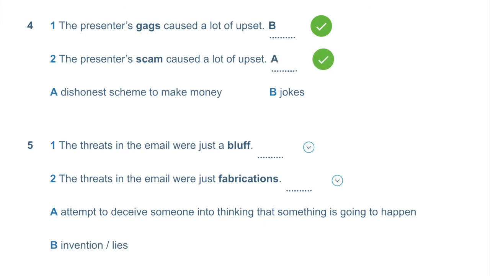And let's see finally 5. The threats in the email were just a bluff. Or the threats in the email were just fabrications. Which one is an attempt to deceive someone into thinking that something is going to happen? Or which one is invention or lies? This is more difficult. Let's see. Yes, a bluff is an attempt to deceive someone into thinking that something is going to happen. But fabrication is a bit more serious because it's an invention or a lie.